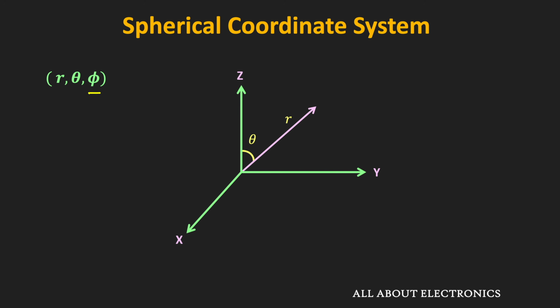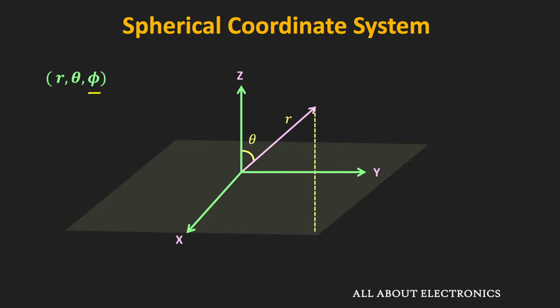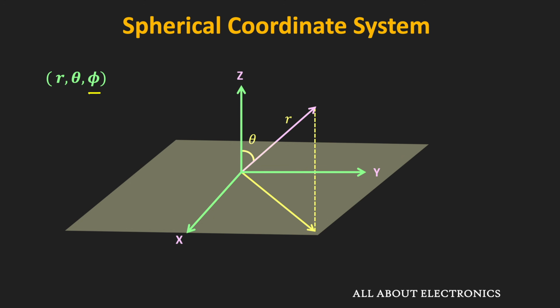If we take the projection of r on the xy plane and draw a line from the origin, then that represents the rho. So phi is the angle between the rho and the x-axis. In this way, theta is the polar angle and phi is the azimuth angle. Here, phi is varying in the xy plane, while theta is varying in this plane.